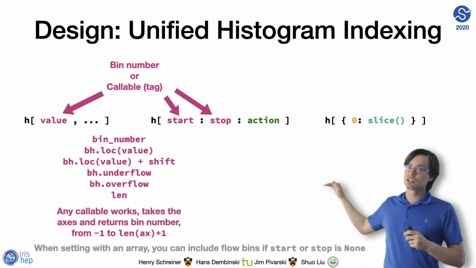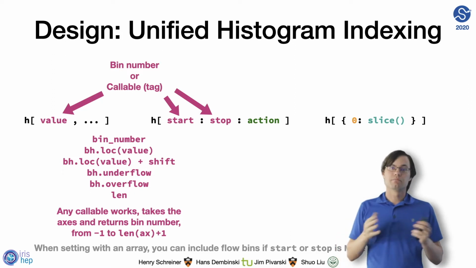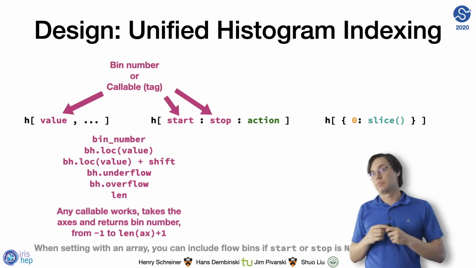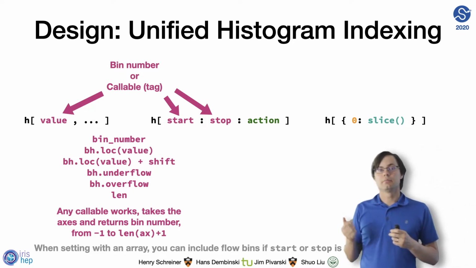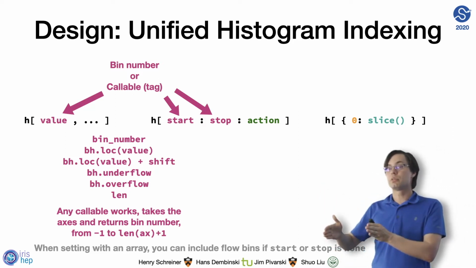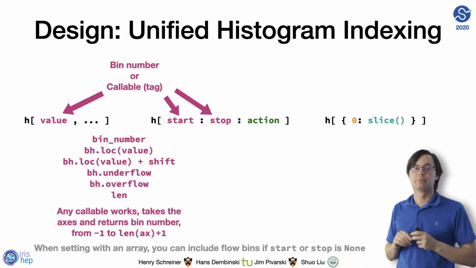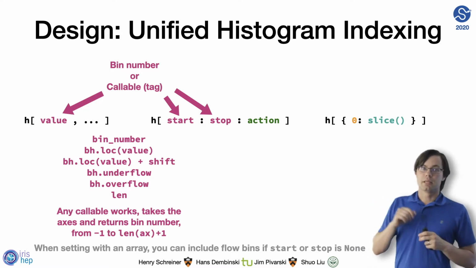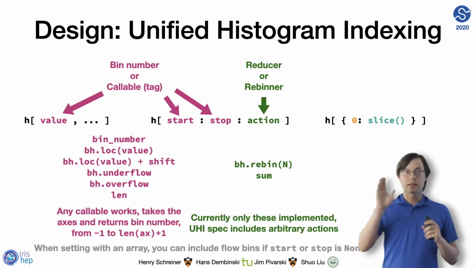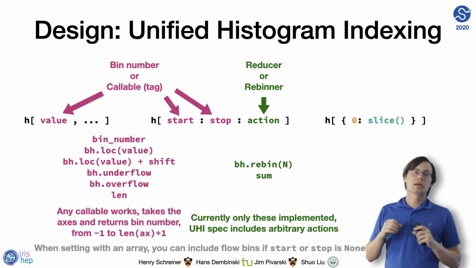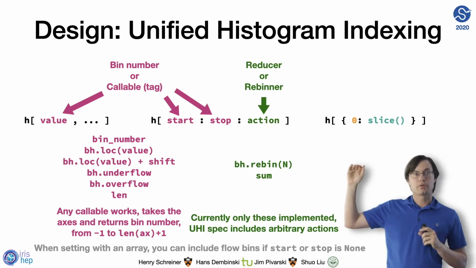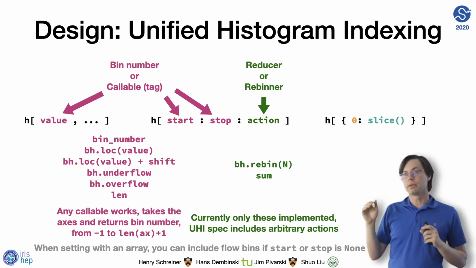And then len actually is a perfectly valid thing in the system. The len of an axis is defined, so you can actually just use len there, and that will take you up to the end, but not include the overflow bin in a start-stop range. So this final piece is the action. The action is either a reducer or a rebinner.